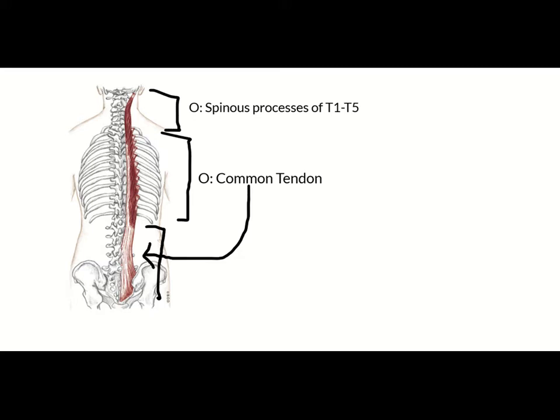The thoracis inserts on the lower 9 ribs and the transverse processes of the thoracic vertebrae. The cervicis inserts onto the transverse processes of the cervical vertebrae, and the capitis inserts onto the mastoid process of the temporal bone.